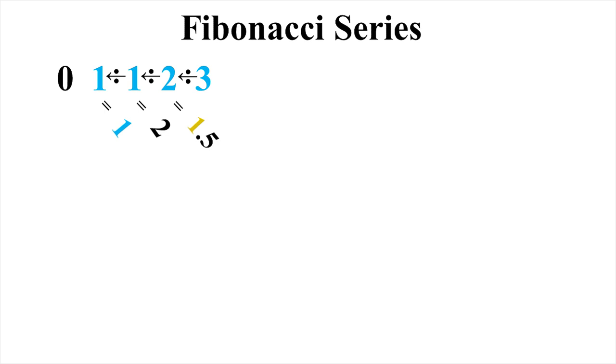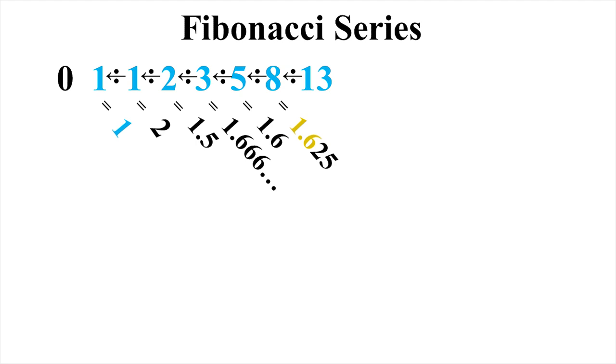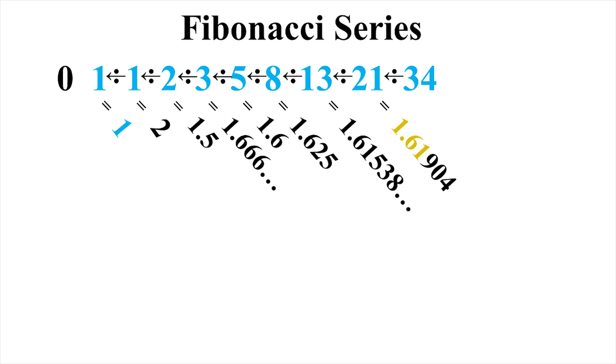5 divided by 3, 1.6666. 8 divided by 5 is 1.6. I want you to start noticing a pattern of the quotients. 21 divided by 13, 1.61538. 34 divided by 21, 55 divided by 34.